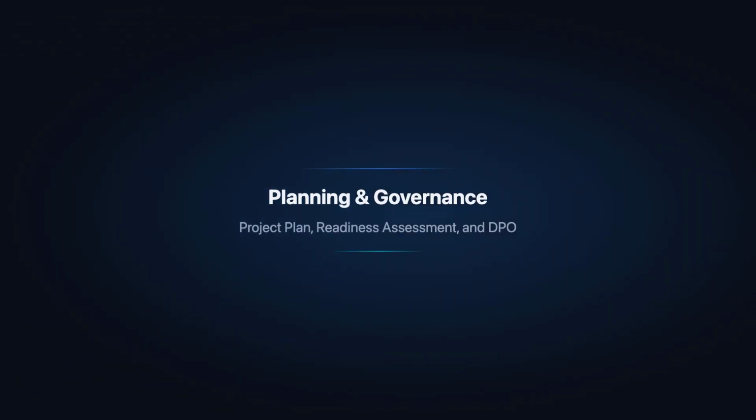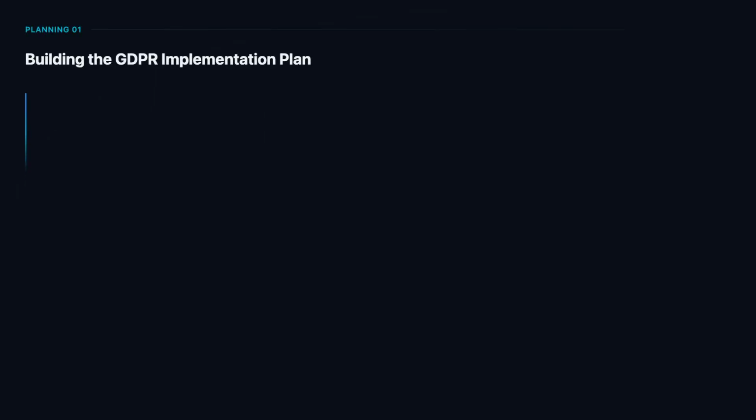This is where you build the project team, assess your readiness, and establish the governance structure for GDPR compliance. A successful GDPR implementation starts with a structured project plan. First, secure executive sponsorship. GDPR compliance touches every department, so you need a project lead with the authority and resources to drive cross-functional change. Without top management commitment, the project will stall.